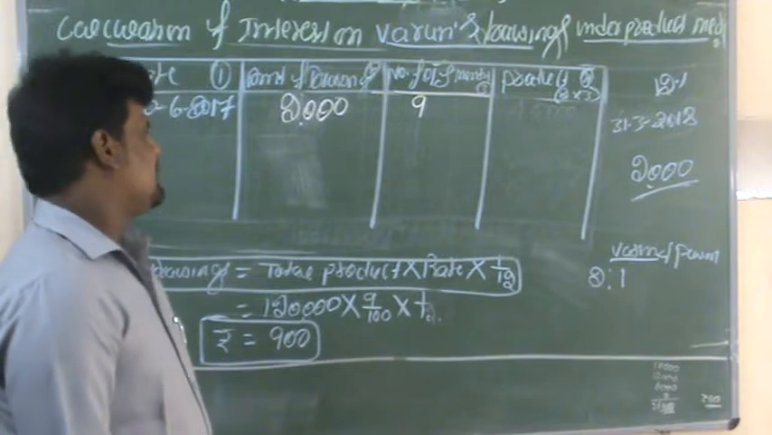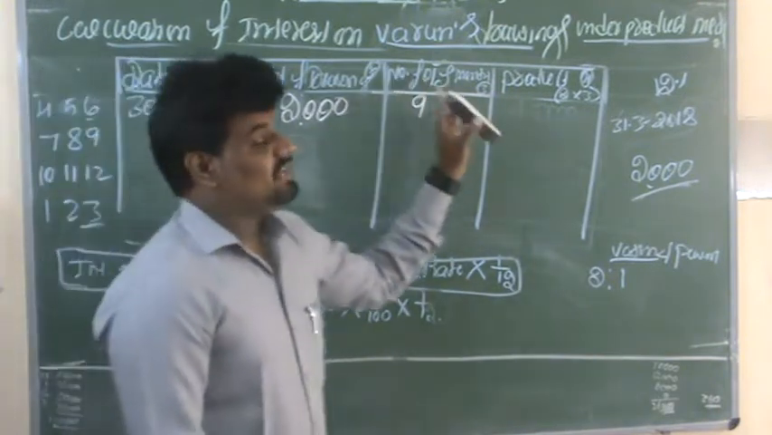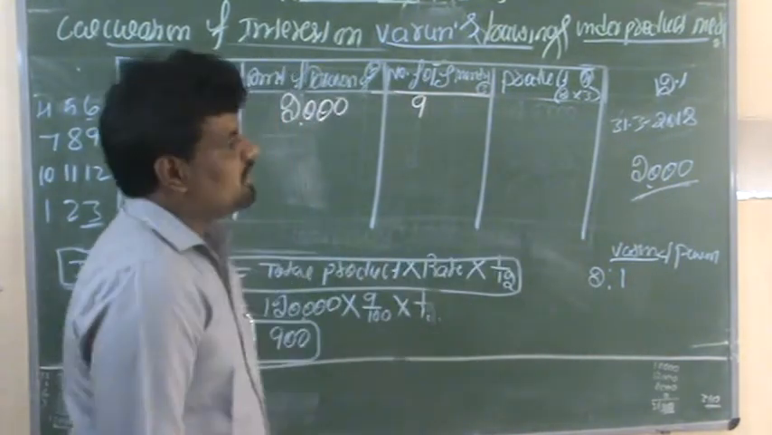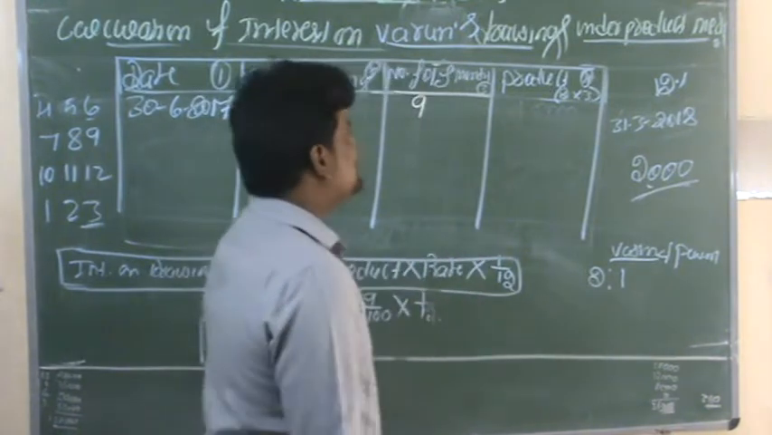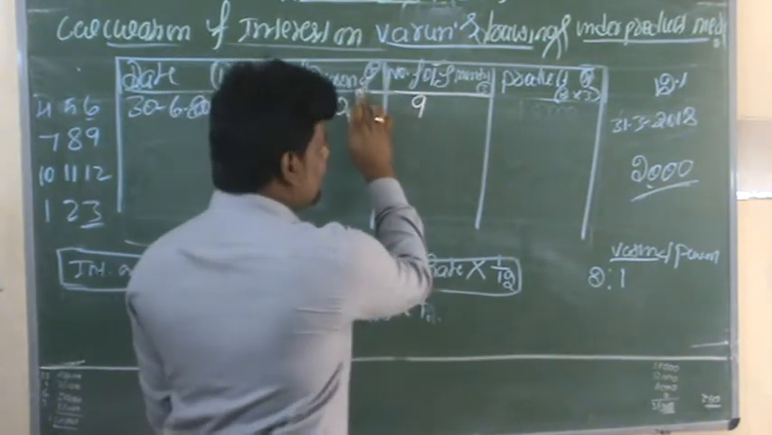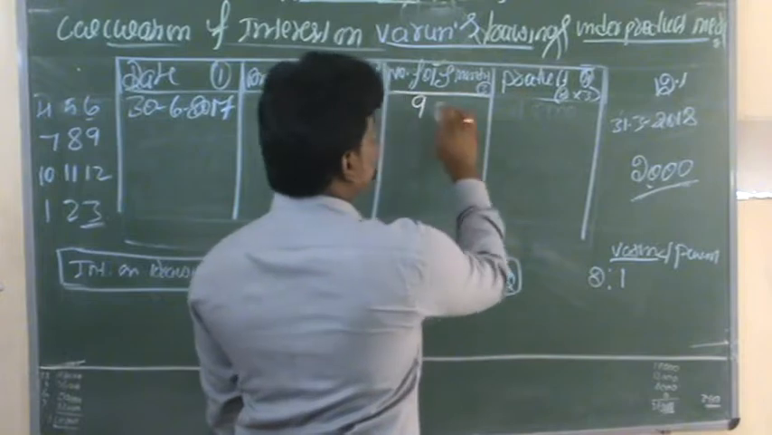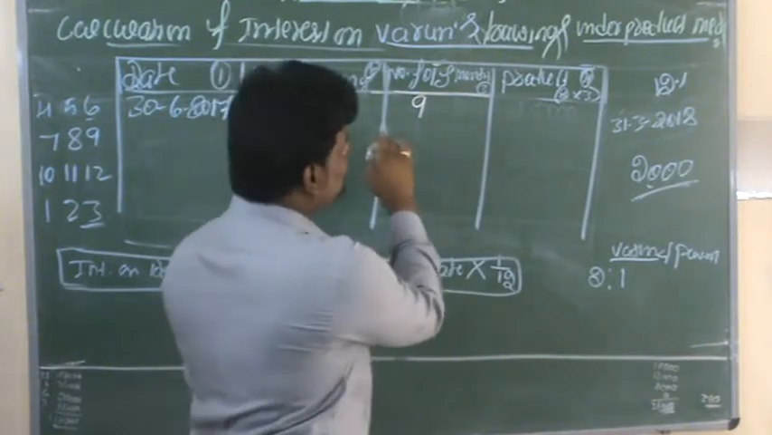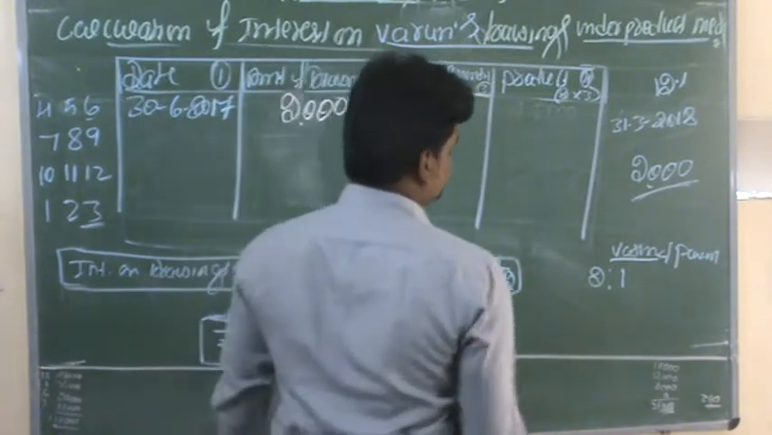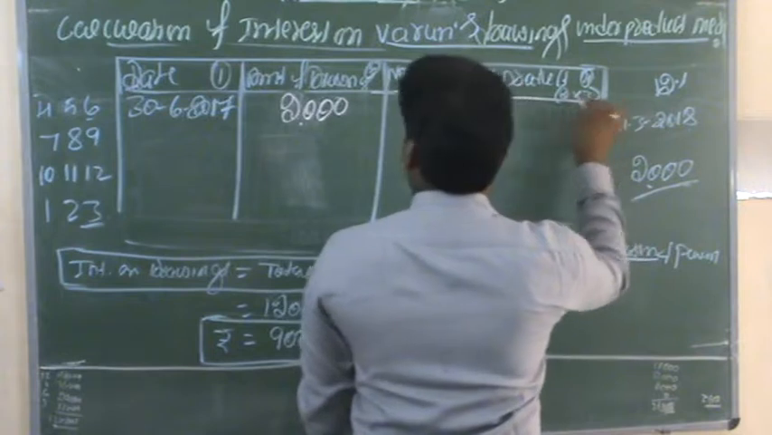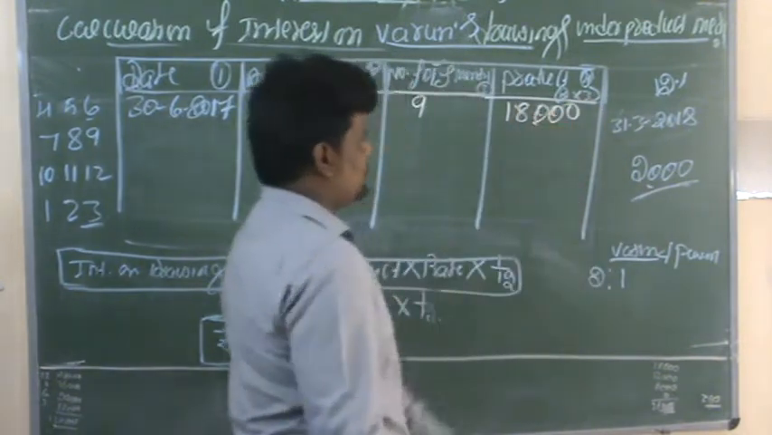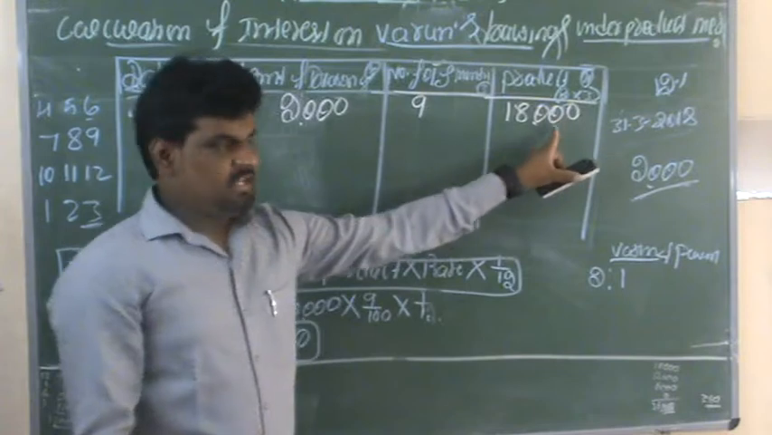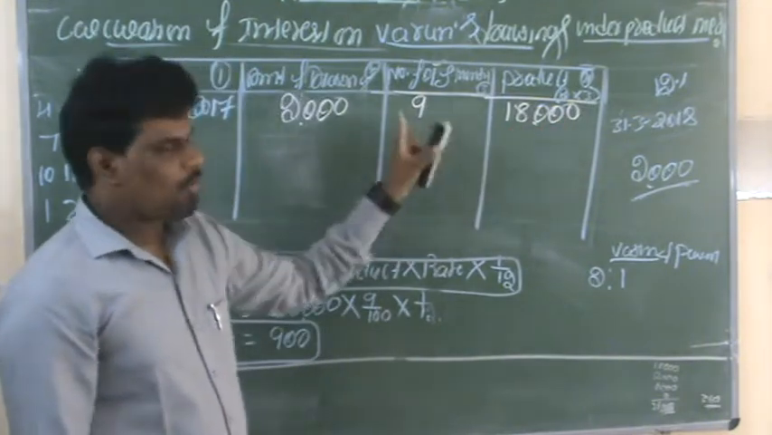So already we have finished 3 different columns. Finally, we need to ascertain the product. At the time of ascertaining the product, we can multiply the second column and the third column. Second column into third column, I mean 2000 into 9. So you will get 18,000 rupees. This is our total product.